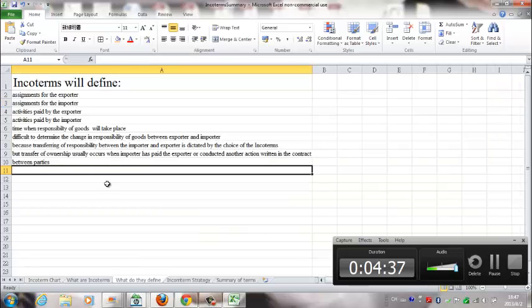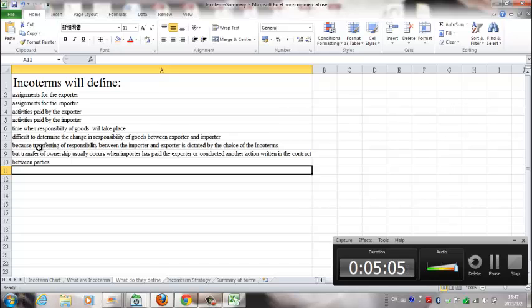And so what do they define? The Incoterms will define the assignments for the exporter, assignments for the importer, and activities paid by the importer and the exporter. And also, the Incoterms will define the time when responsibility of goods will transfer from the exporter to the importer. But this is a little bit of a controversial point because it is often difficult to determine the change in responsibility of goods between the exporter and importer.